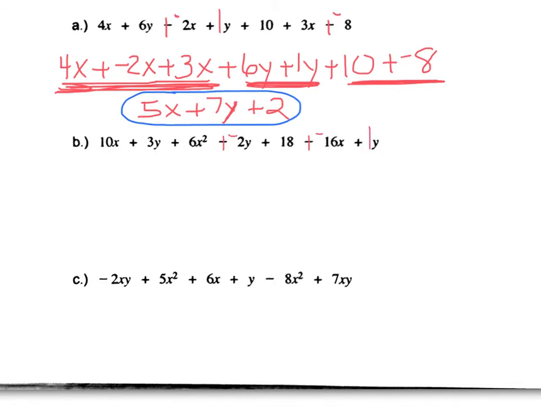So I'll start with 10x. And I'm going to skim and look for something else with an x. Okay, this is 6x squared. That's not quite the same. It has to have the same letter and same exponents. Keep looking for just a plain... There we go, negative 16x. That's next.